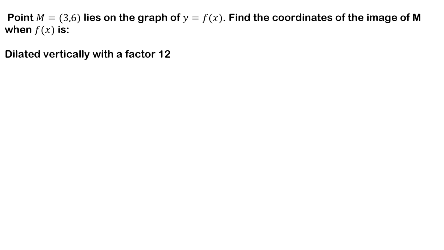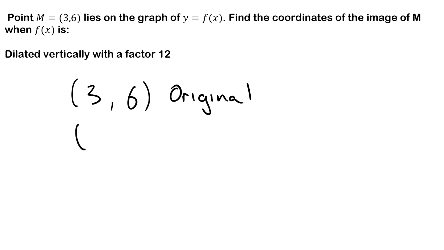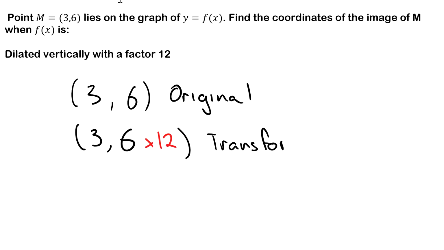Point M (3, 6) lies on the graph of y equals f(x). Find the coordinates of the image of M when f(x) is dilated vertically with a factor of 12. Dilations only affect the y value. So if we had (3, 6) in the original, our transformed function will be 6 times the scale factor. So the new coordinate is (3, 72).